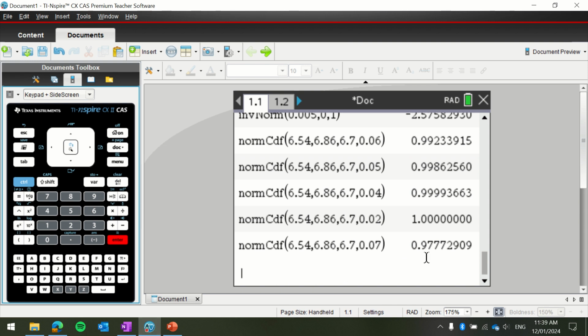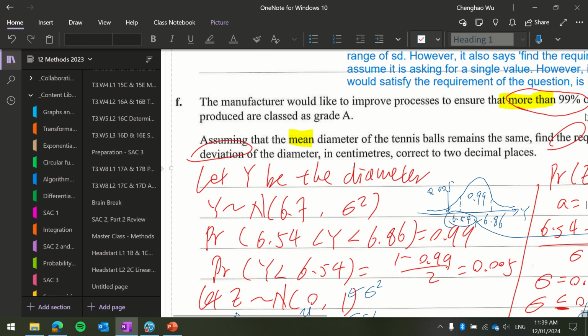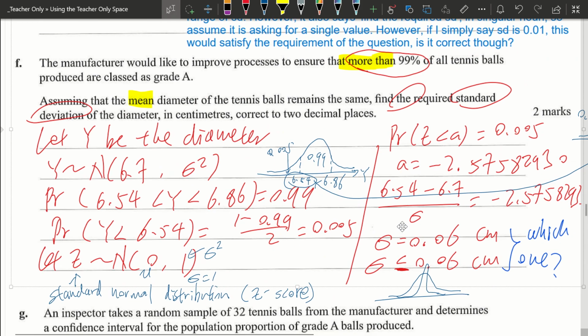It's 0.98. So it has to be 0.06. If we correct to 2 decimal places, it's going to be 0.06. It can't be 0.07. Correct to 2 decimal places, because that's what the question says. Okay. So that's my first reaction, right? The standard deviation is less than 0.06 or equal to.